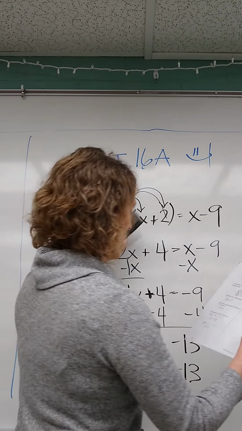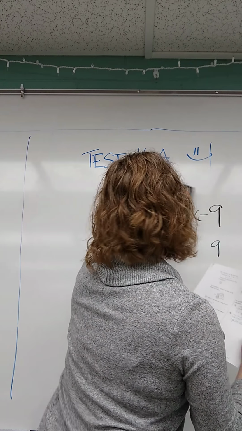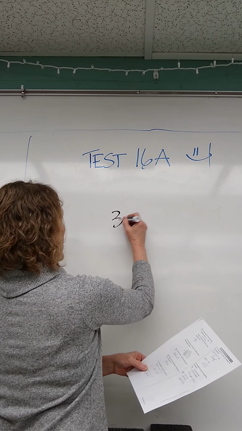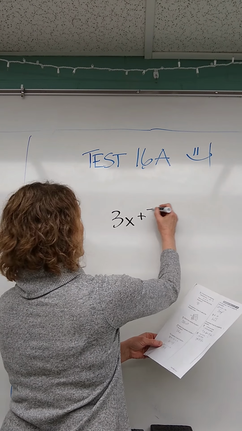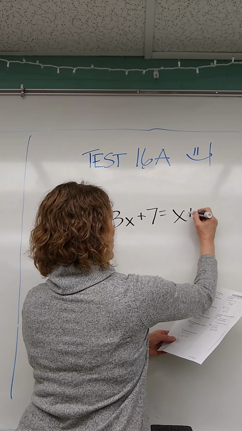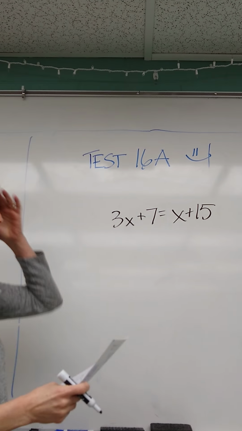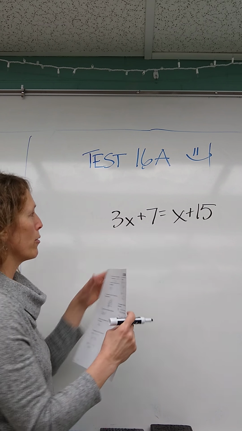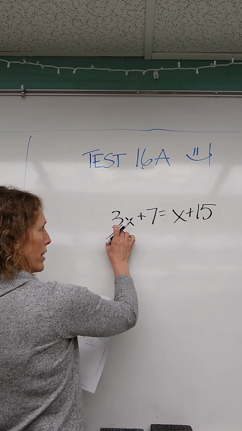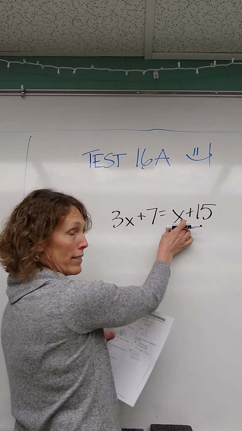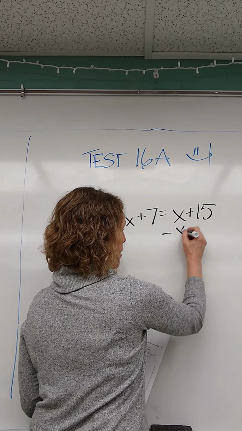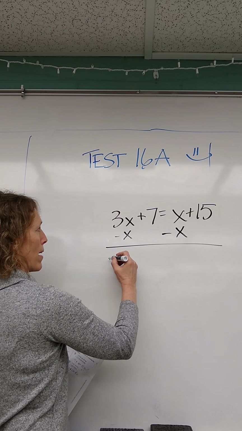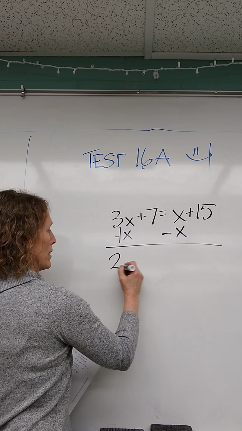16 we're using kind of the same idea again. 16 says this, 3x plus 7 equals x plus 15. Okay, so again, I need to get my variables all together. I'm going to do the same thing where I'm choosing to move this one over here to keep things positive. This is a positive x. I'm going to subtract x from each side. I end up with 3x minus 1x, which is 2x.